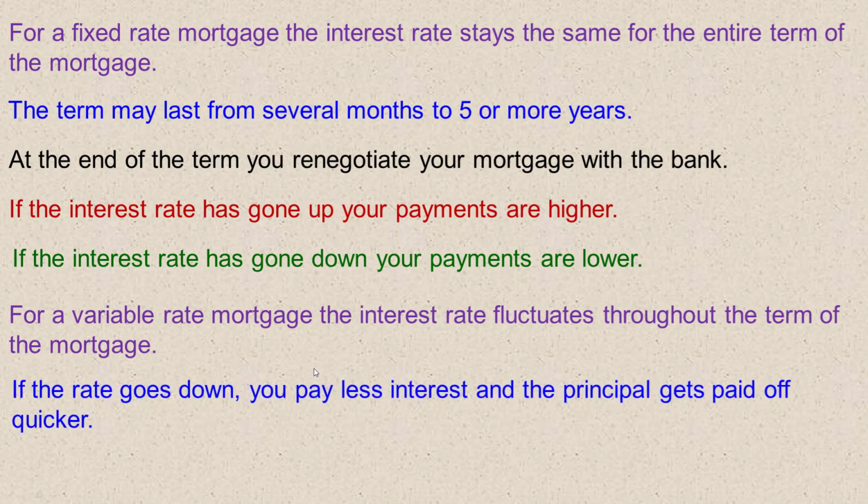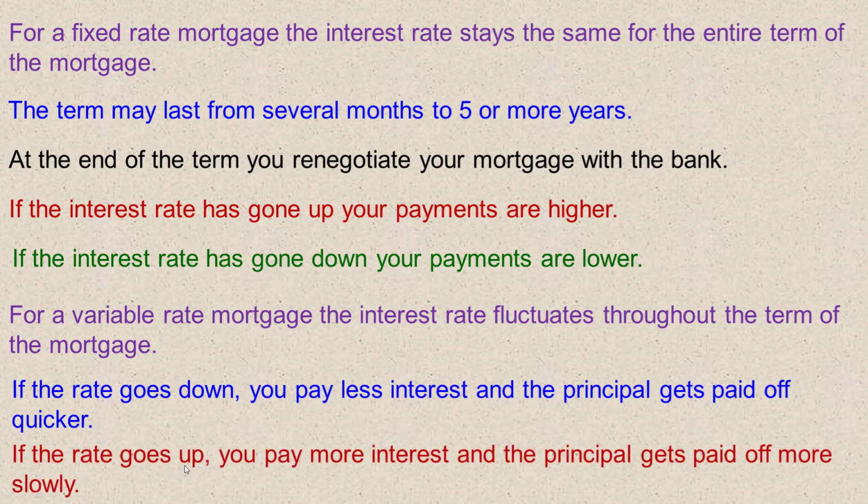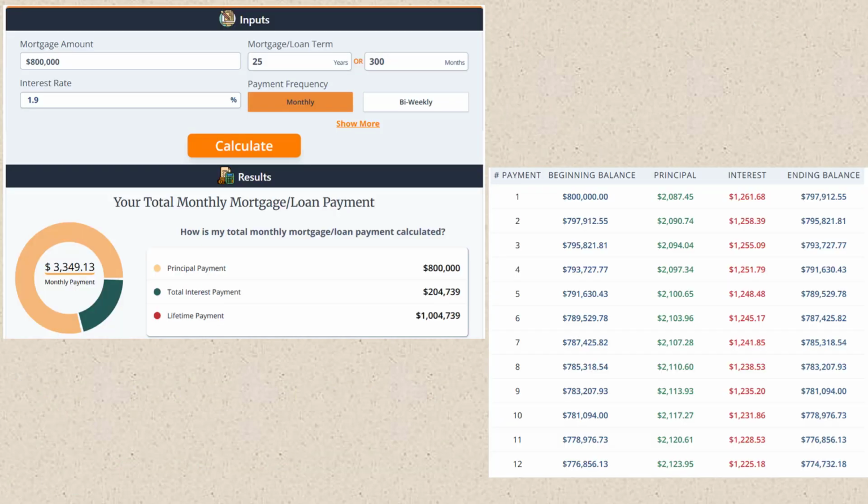So if the rate goes down, you pay less interest. Now, remember the interest and what you're paying off of what you owe, the principal, they always add up to your monthly payment. So if you're paying less interest, then the principal gets paid off more quickly. If the rate goes up, though, you're paying more interest in those months, and then the principal gets paid off more slowly. So we're going to take a look at a few examples of that.